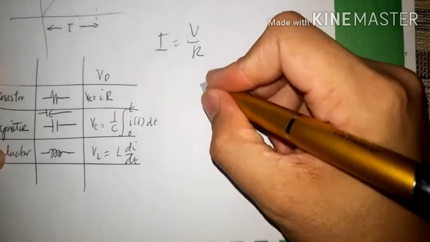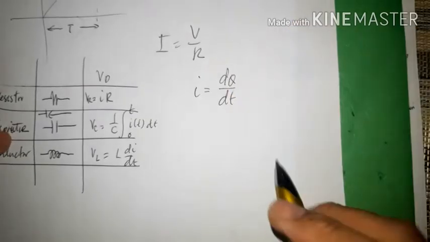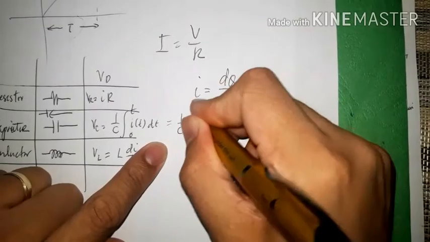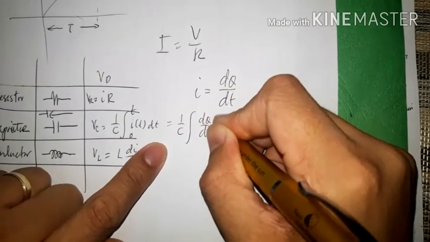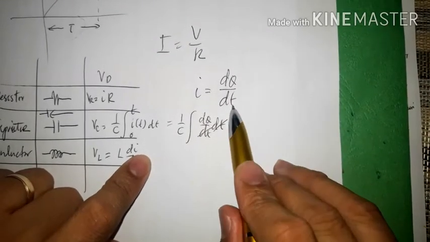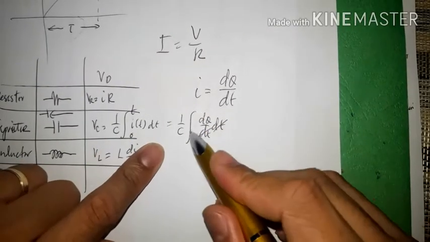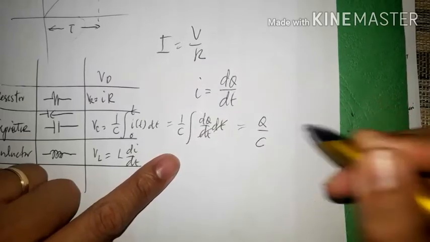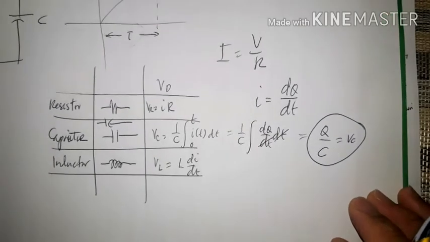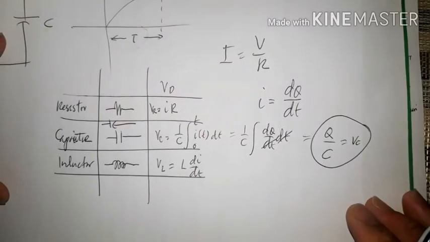But since we have the principle that the definition of current is the rate at which the charge is transferring per unit time, we can replace I with dq dt. So, this gives you 1 over C integral of dq dt. So, then dt here cancels out, since I is actually the derivative of Q with respect to T. So instead of I of T, I can replace it by its definition. So integral and derivative cancel out. So this is simply Q over C. So therefore, VC is simply Q over C. Q is the charge, the charge in that particular capacitor.